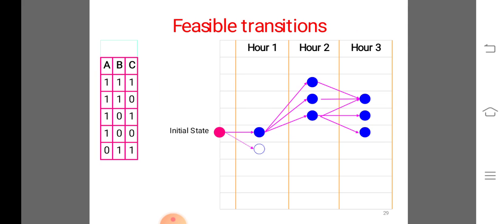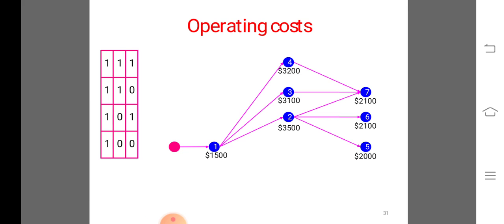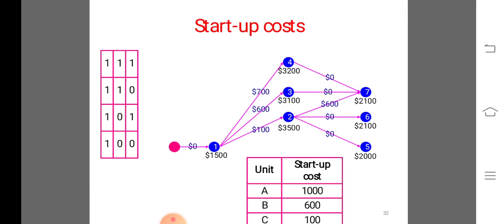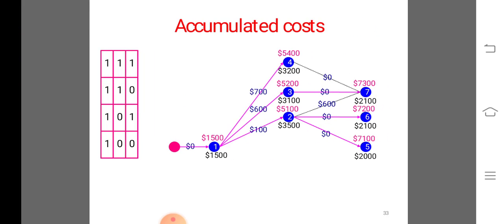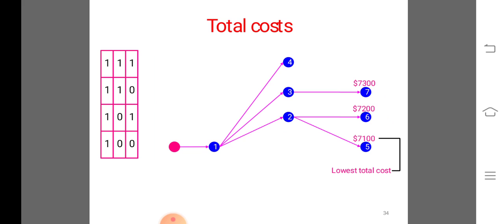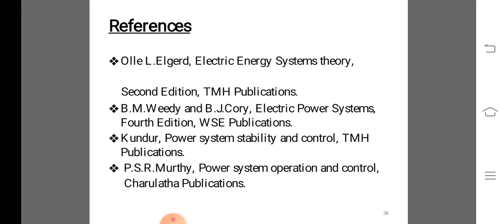and a feasible transition. Here are the operating cost chart and the startup cost chart. This is the accumulated cost. This is the total cost. It is the optimal solution.